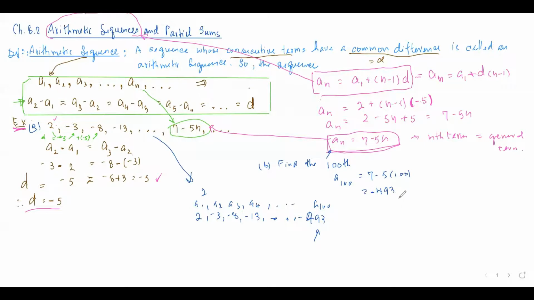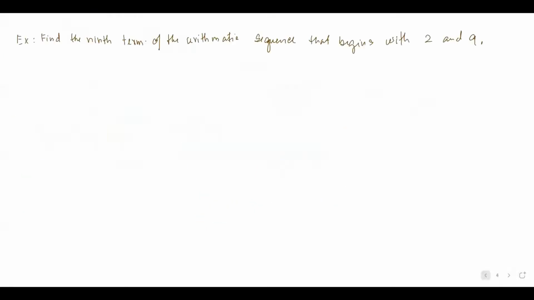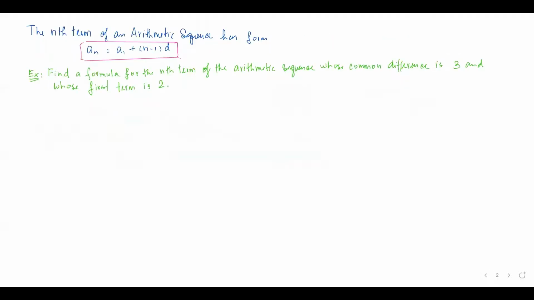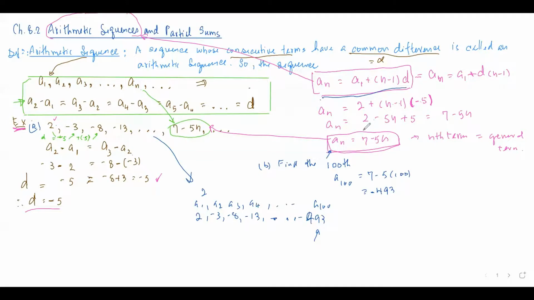Okay, any questions? So then come back. Remember, this one is called the n term or general term. So now we're going to prove the formula. Now we're going to prove how to get this formula. So how are we going to prove this formula?